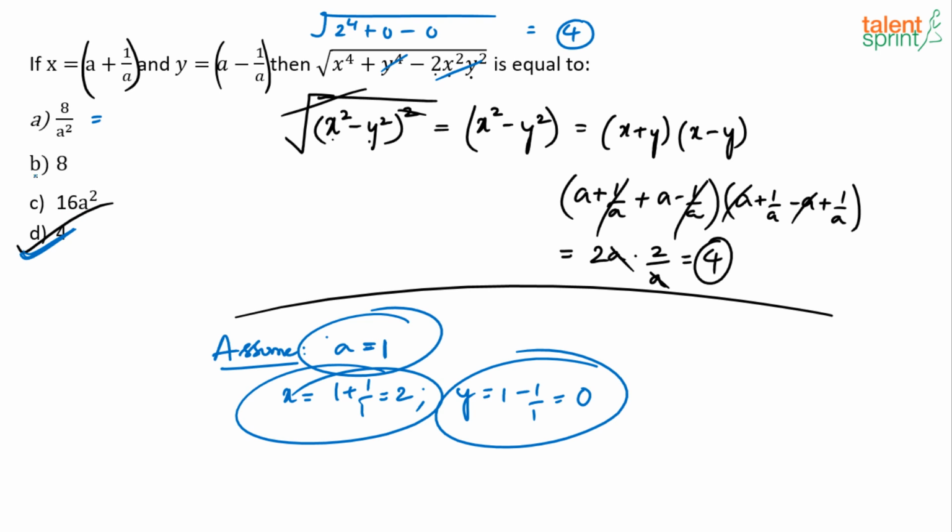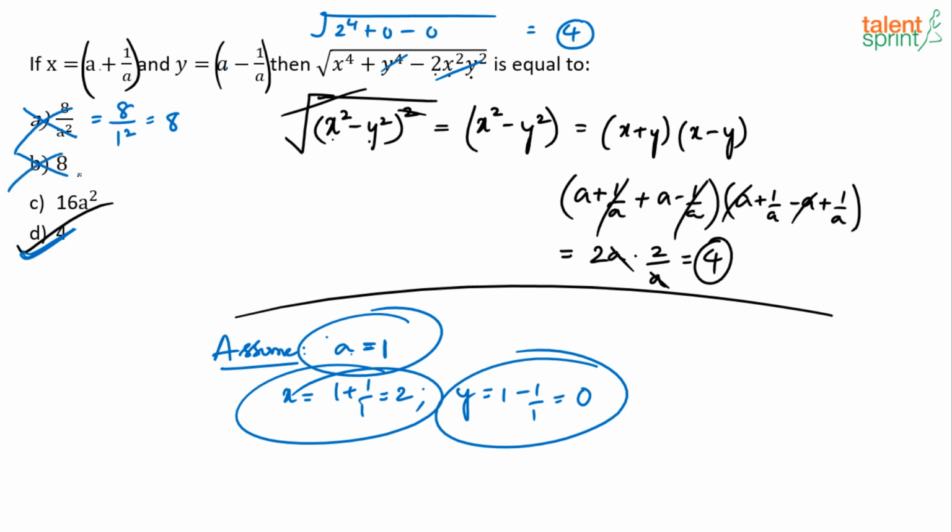There can be two options which give you the same result, so you have to be careful about that. Whatever value of a has been used in the question, the same value of a has to be used in the options as well. If I put a equals to 1 here, this becomes 8 by 1 square, which is 8. The final result is 8, but what I'm looking for is 4. So option A cannot be the answer.